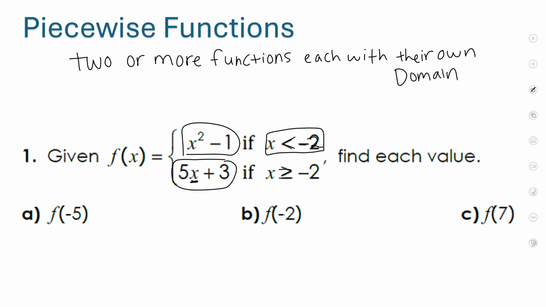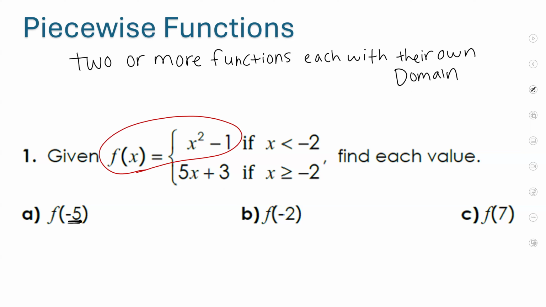So let's look at letter A. A wants the function for when x is -5. So if x is -5, according to my domain, which one can I use? f of x equals x squared minus 1 is one function. f of x equals 5x plus 3 is the other one. So we have two different functions. Now, I'm looking at this question. I'm using -5. x is -5.